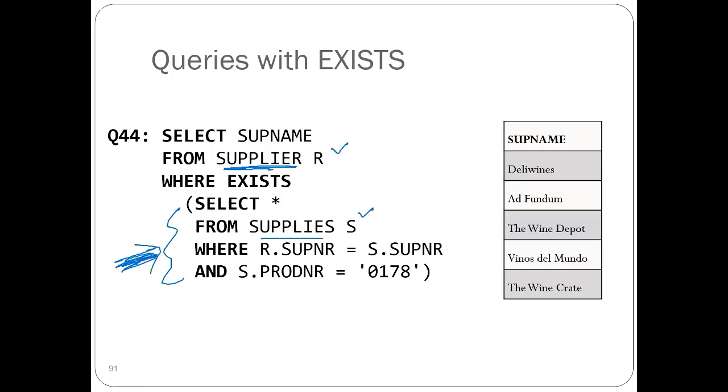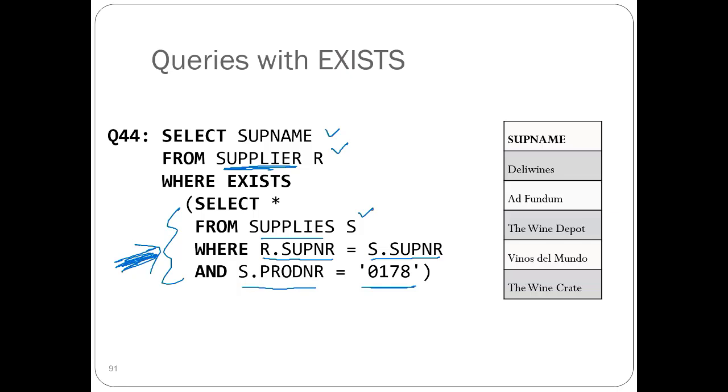Now the inner correlated query is joined with the outer table R on the condition that R.supplier number is equal to S.supplier number and S.product number is equal to 0178. So we are interested in the product number 0178, and in the name of the supplier who has supplied the product 0178. That's what we are doing here, right?